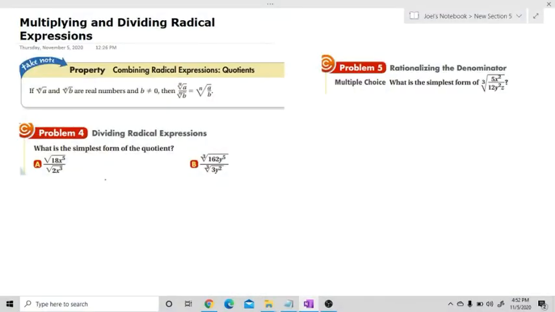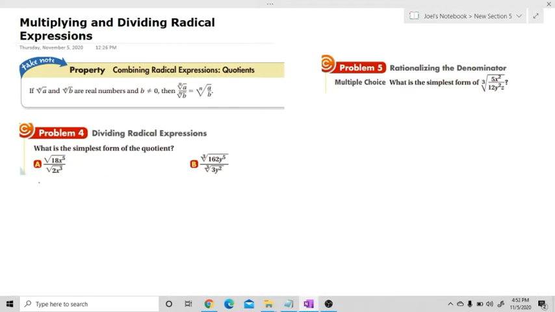Hello math learners! In this video, we will discuss multiplying and dividing radical expressions. We are done discussing multiplying radical expressions. Now we'll be discussing dividing radical expressions.